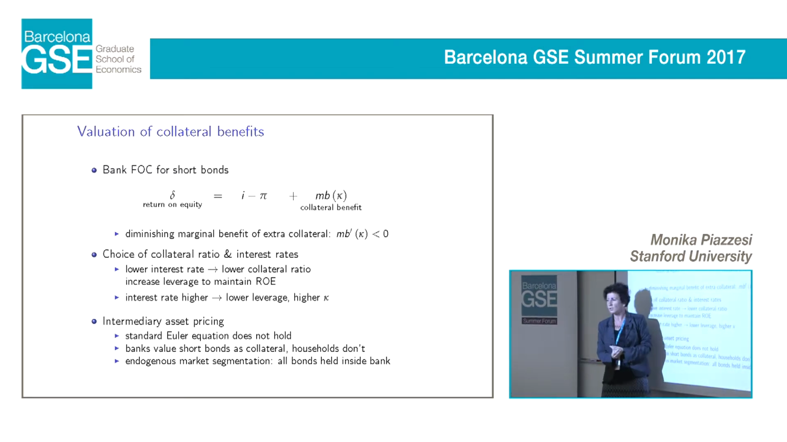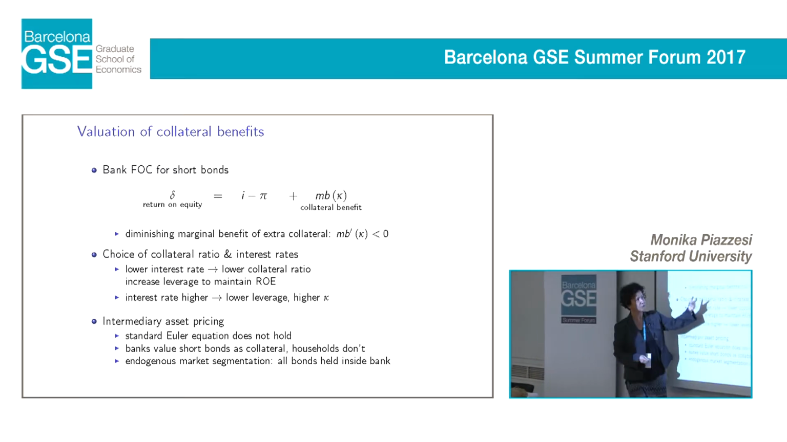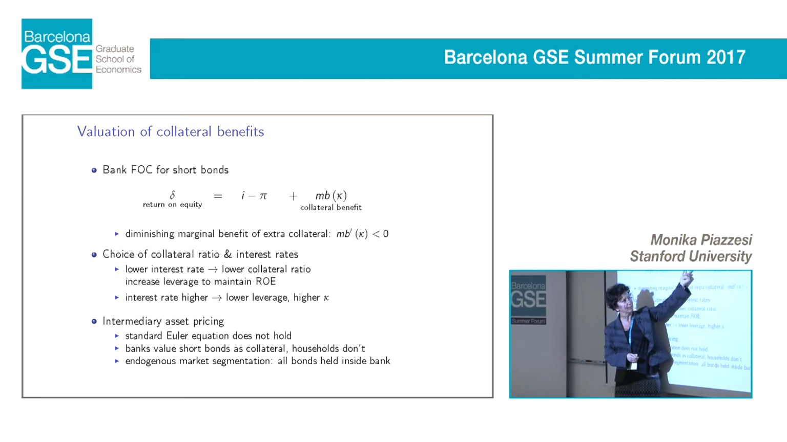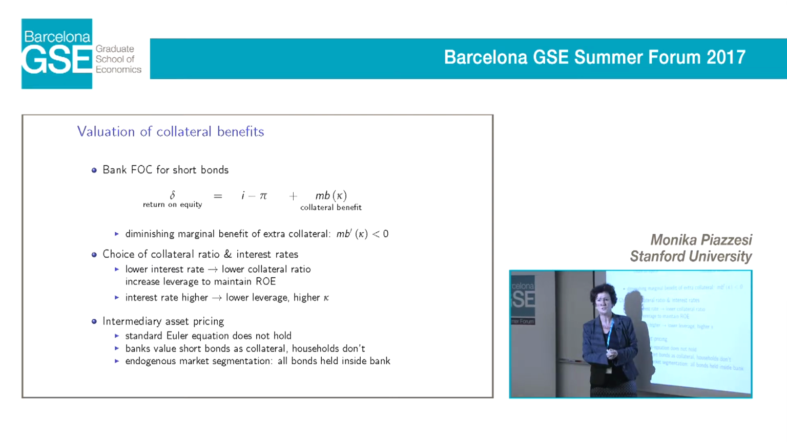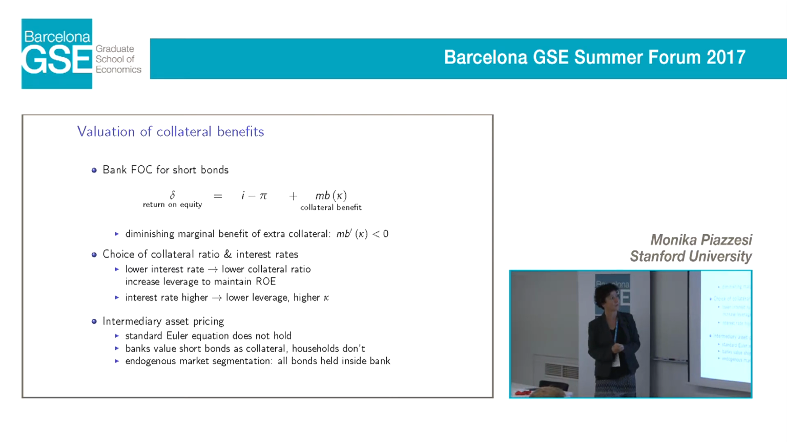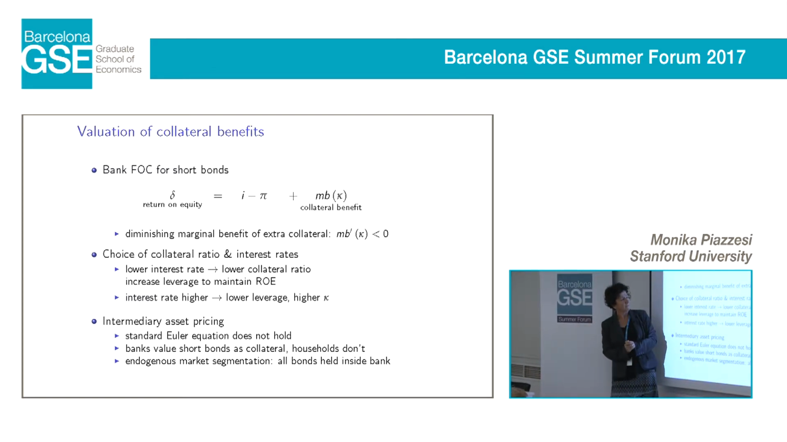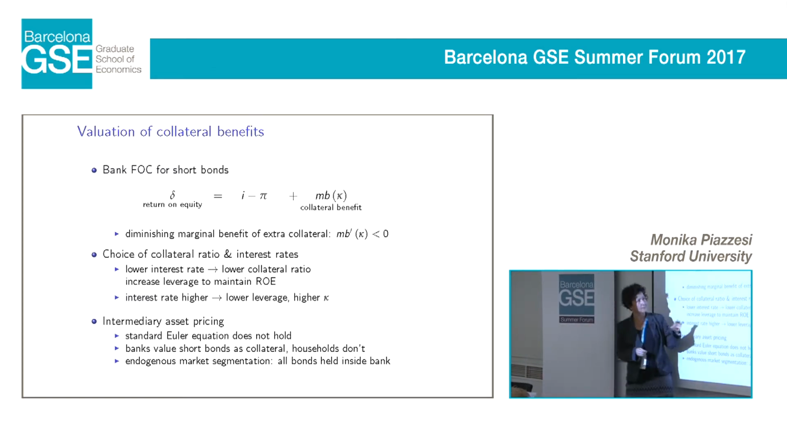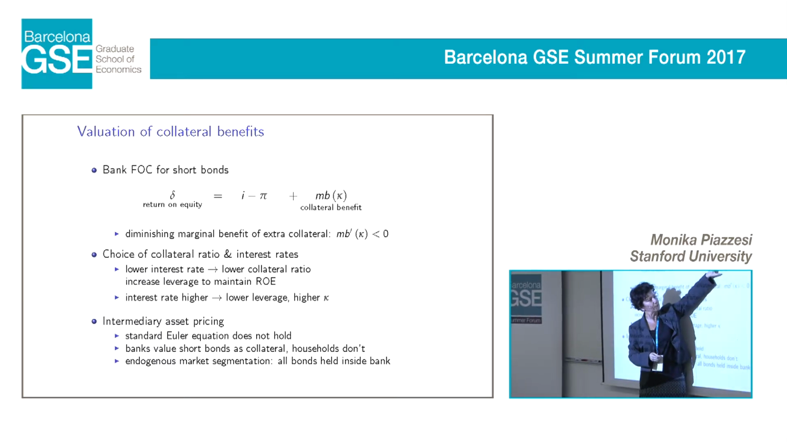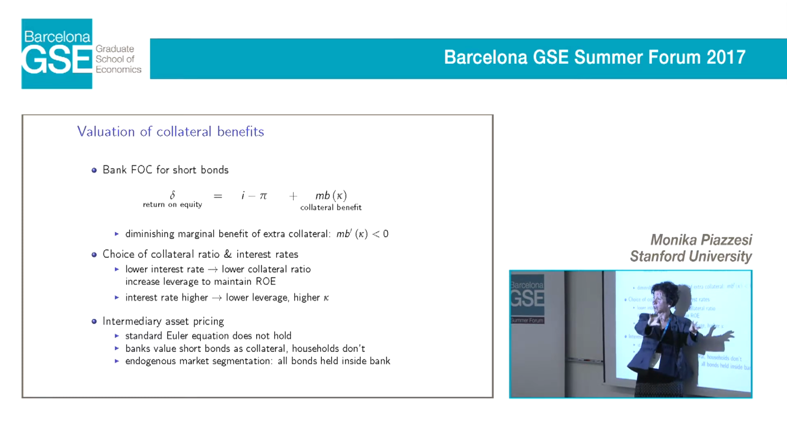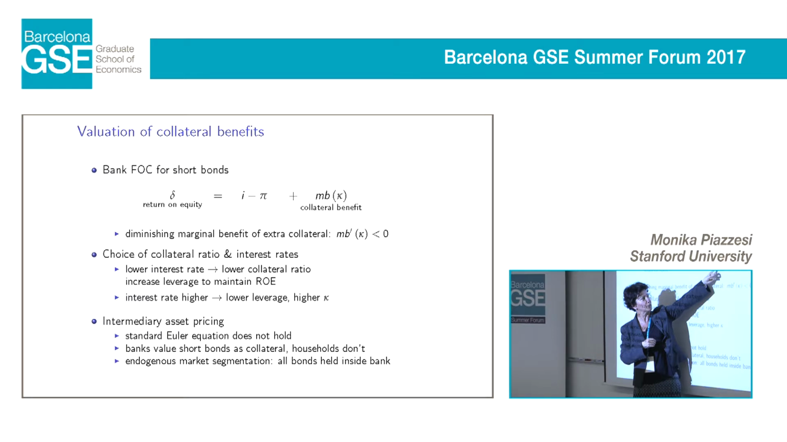And so what's the return of holding a short bond? It's the real interest rate, so nominal minus inflation, plus a marginal benefit of holding this extra bond. And what is this benefit, this collateral benefit? It's a little bit uglier: you take a derivative of the C function, which gives you these leverage costs. And these marginal benefits are derived directly from this leverage cost function.